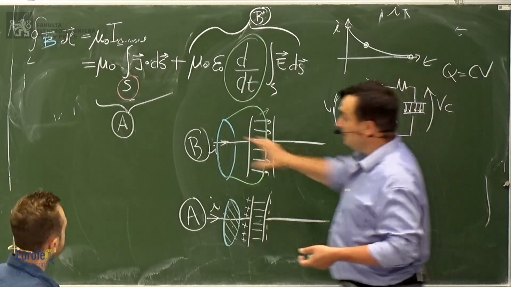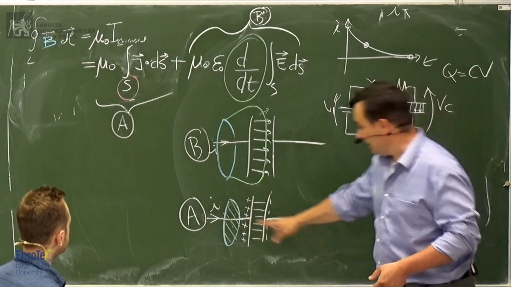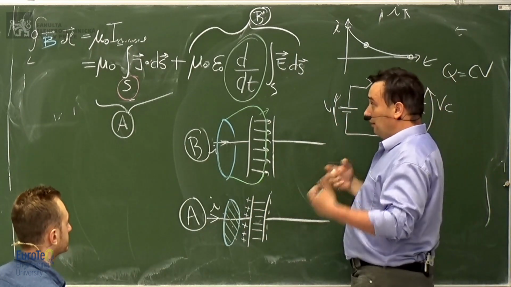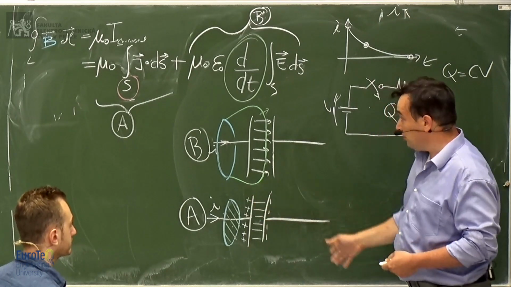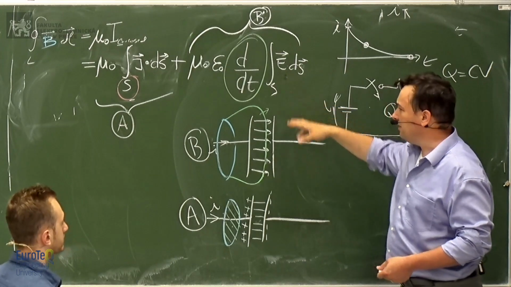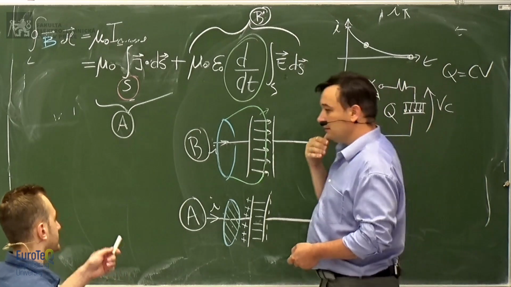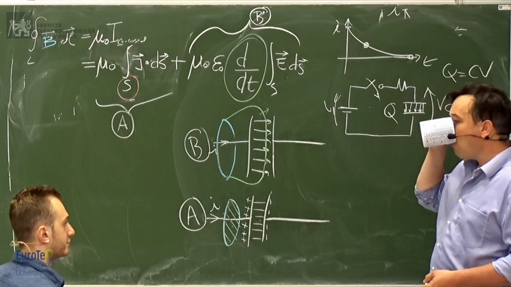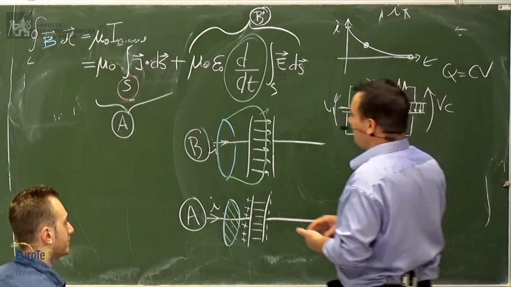So this applies only in this case if you choose this surface. But if you want a universal law, which applies always for each surface, no matter how you choose it, then you have to add this term, which is called the displacement current. And that's sort of like, let's say, the unknown with electromagnetic fields in space.